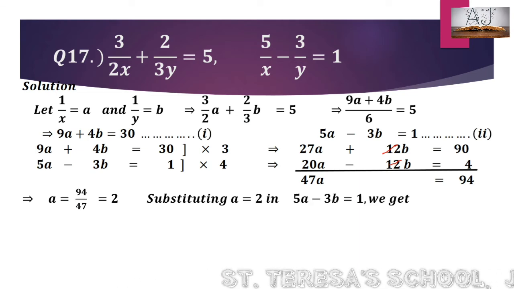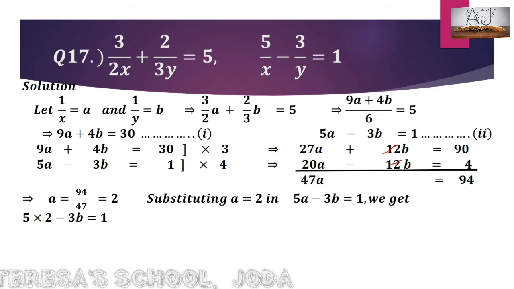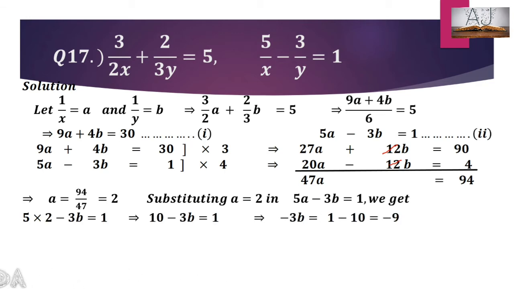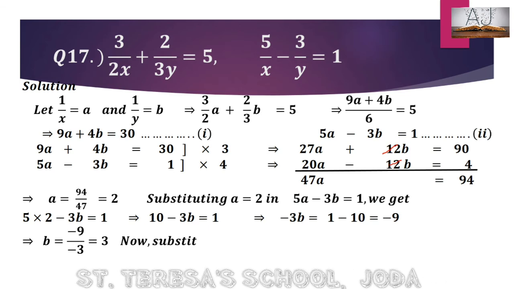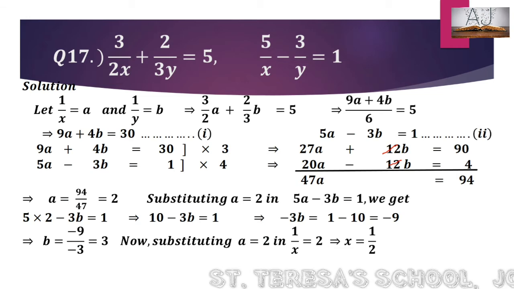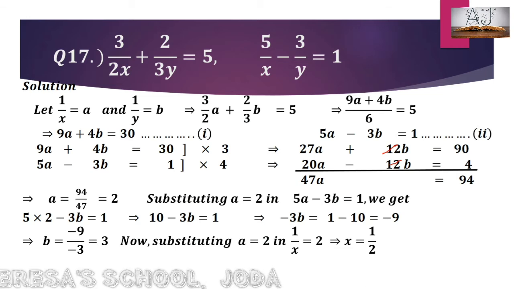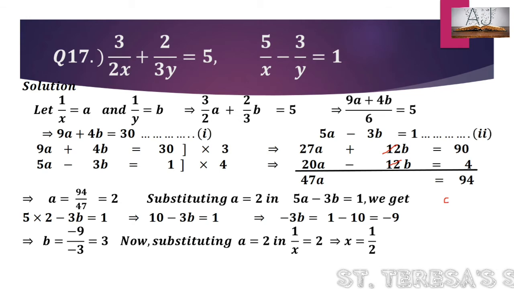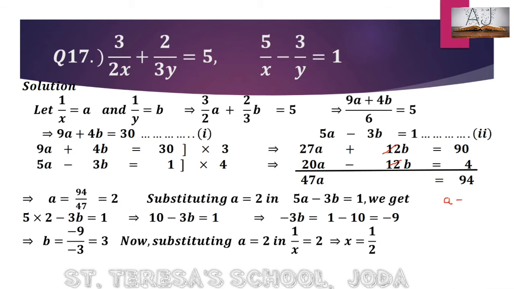Now we'll substitute this value of a in any one of the equations. I'm taking the second one, and there I can get the value of b as well. So b value is 3, but we don't want the value of a and b. We will have to find the value of x and y. Since a is equal to 2, that means 1 by x is also equal to 2. How did we get it? Yes, somewhat like this. a equal to 2.